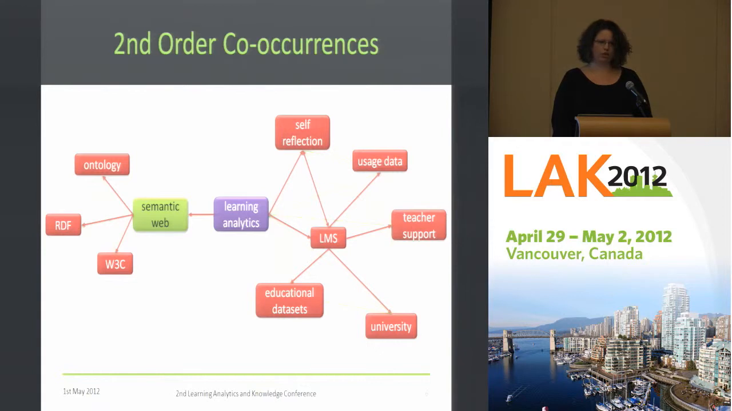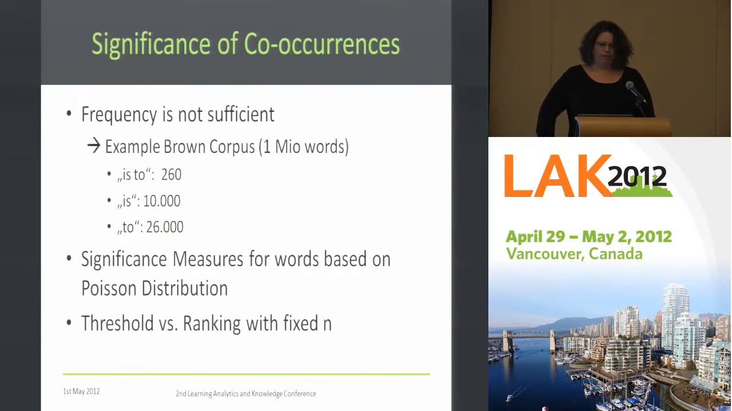We do not consider all co-occurrences. They need to be significant. What does that mean? I can say 2 words are significant co-occurrences if they really often co-occur together. But the frequency alone is not sufficient, because terms that often occur are also expected to often occur together. So we need another significance measure. And for words, most often a Poisson distributed significance measure is used.